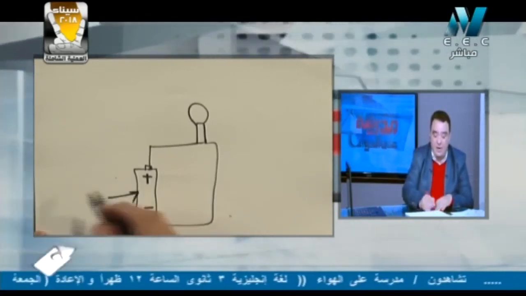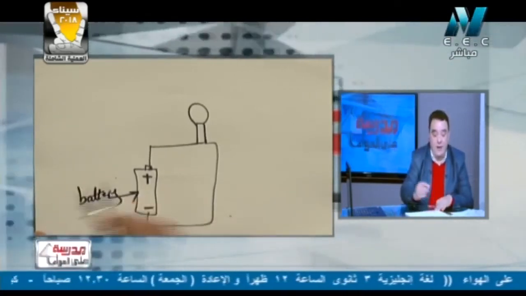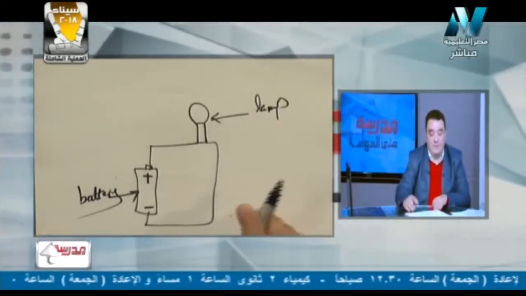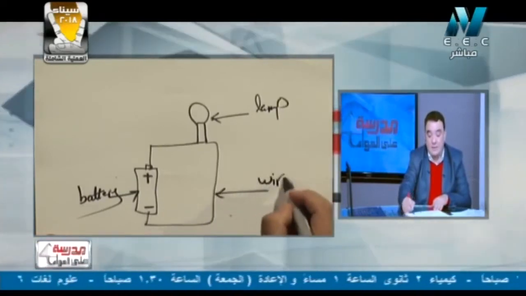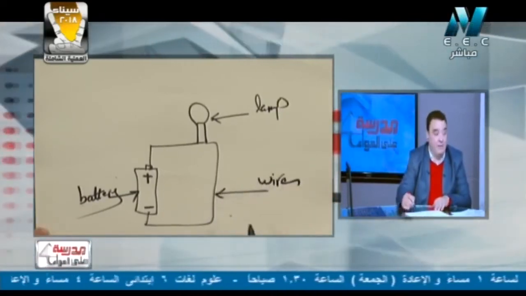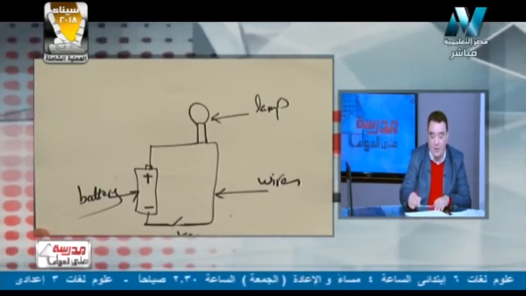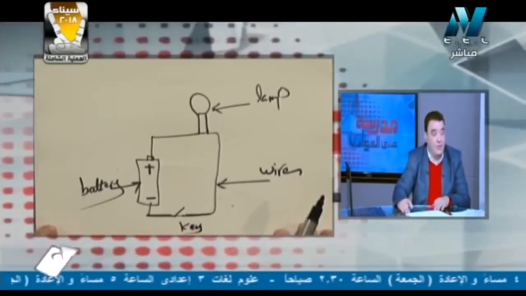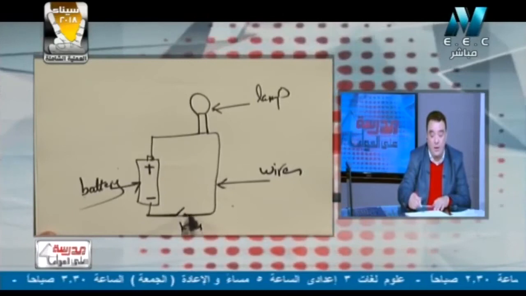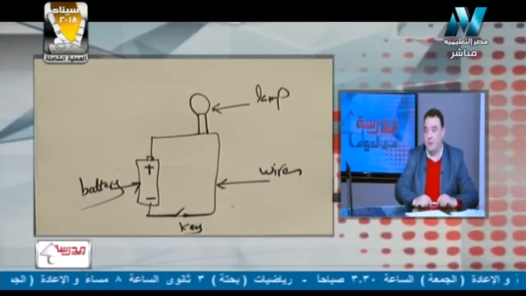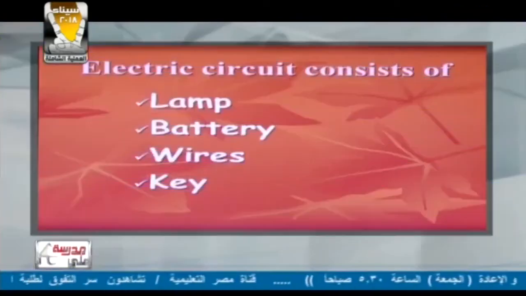Here I have dry cell or battery, label the diagram, and here I have lamp، لمبة أو المصباح الكهربي and also wires, and some circuits will contain key. ساعات في بعض الدوائر ممكن يكون في حاجة اسمها key أو مفتاح to close or open the circuit، يعني بيفصل السلك عن بعضه أو يوصله ببعضه مرة تانية. يبقى again the electric circuit consists of three main parts which are lamp, battery and wire, and also the key.